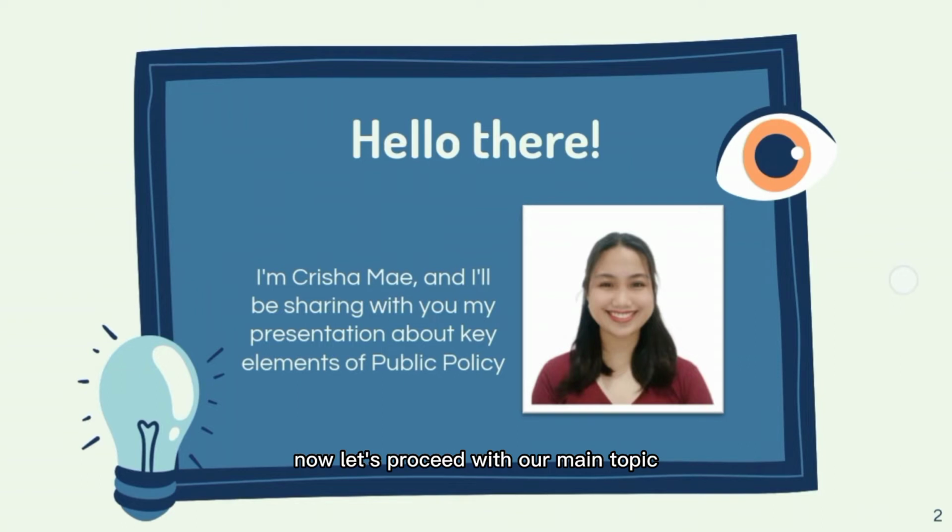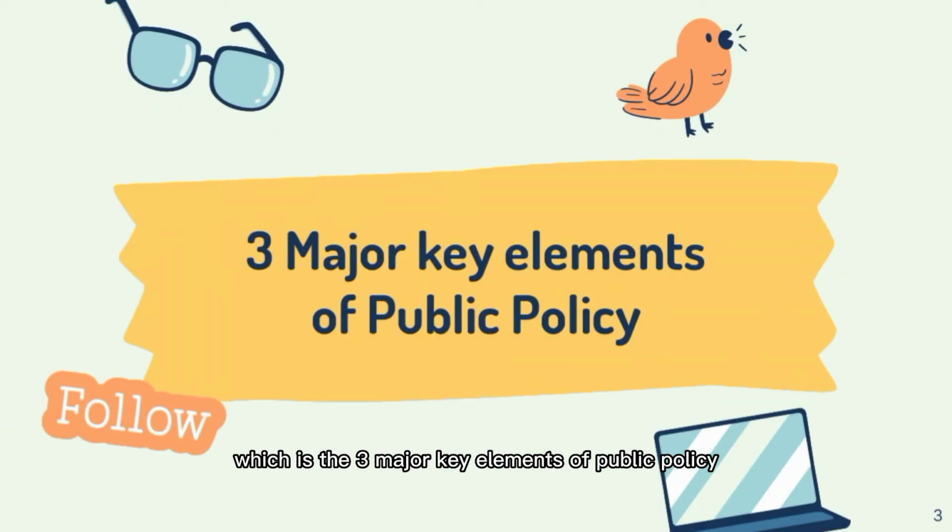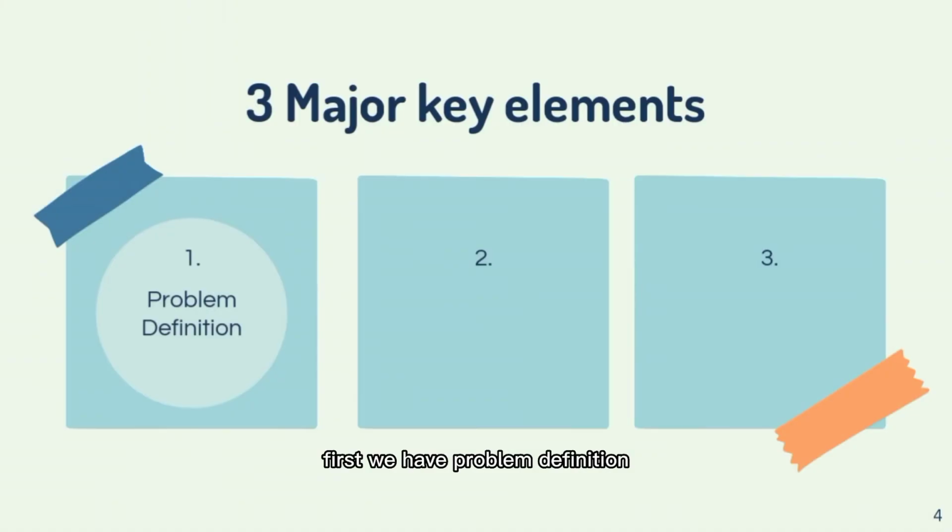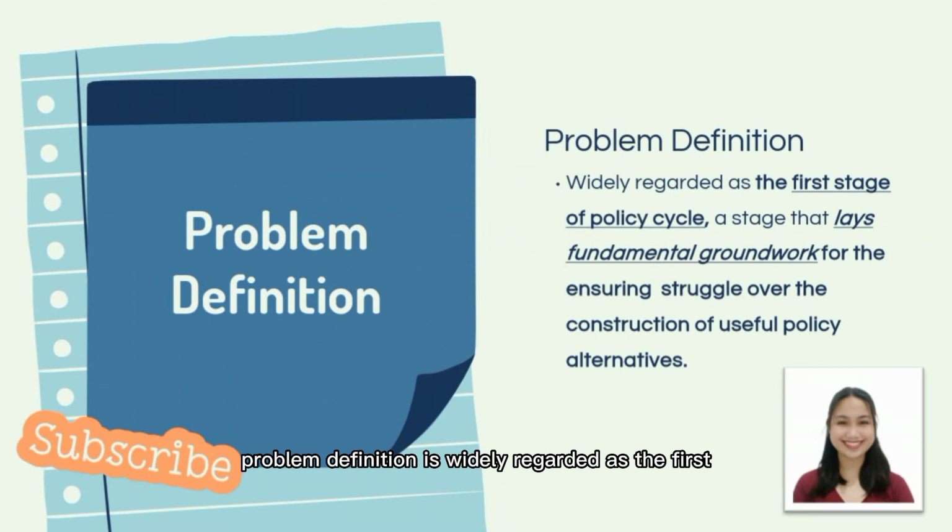Now let's proceed with our main topic, which is the three major key elements of public policy. First, we have problem definition. Problem definition is widely regarded as the first stage of the policy cycle, a stage that lays fundamental groundwork for the ensuing struggle over the construction of useful policy alternatives.